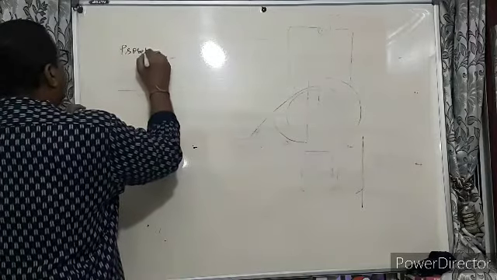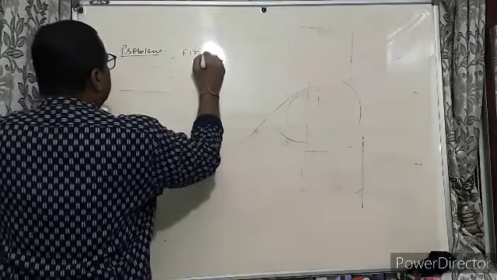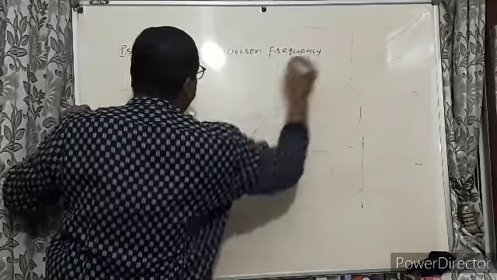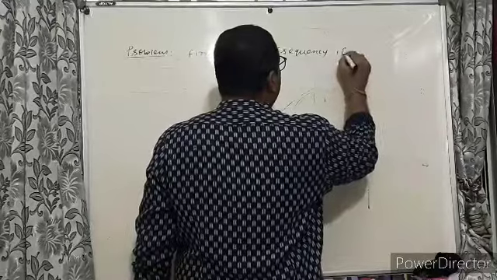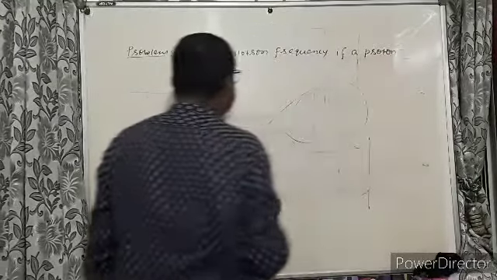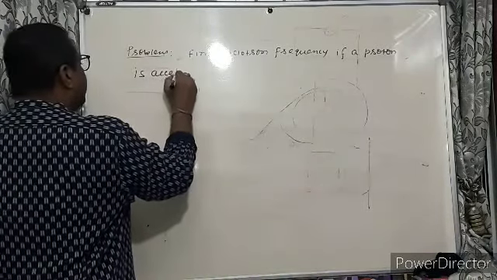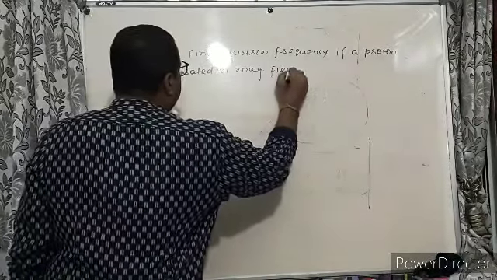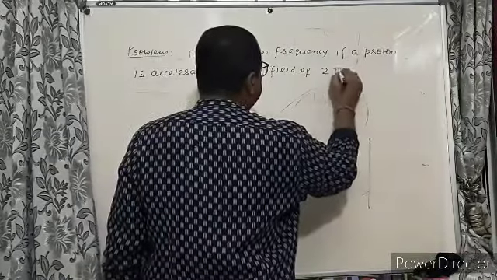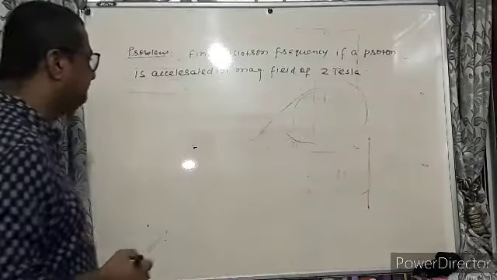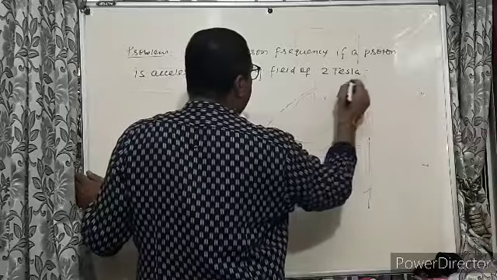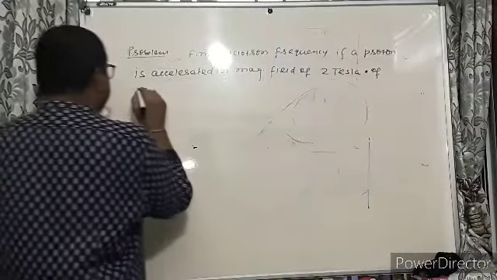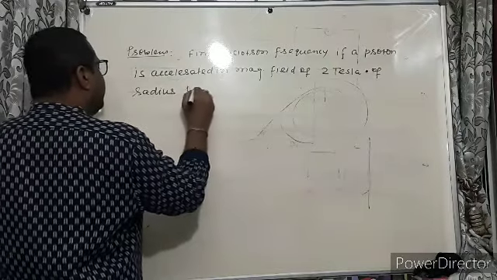Problem: find cyclotron frequency if a proton is accelerated in a magnetic field of 2 Tesla, of radius 10 centimeter.